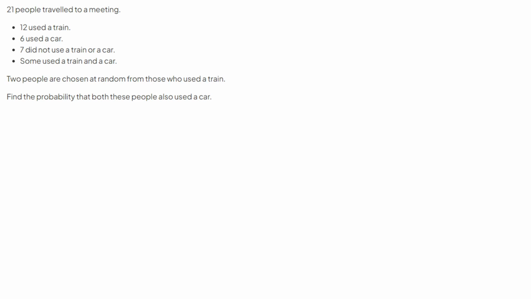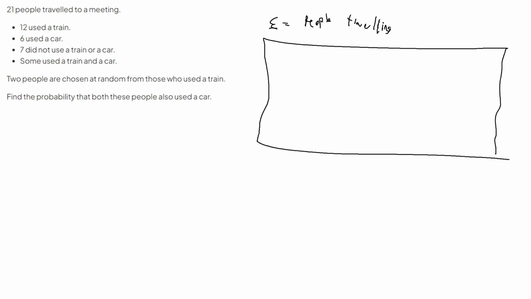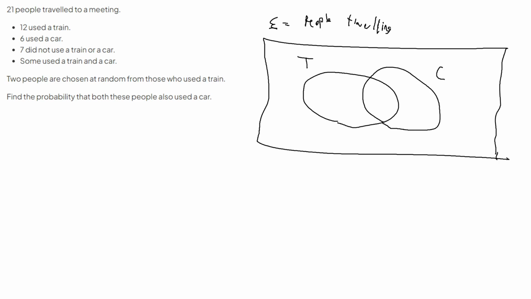Okay, so the first thing we need to do is to draw a Venn diagram. We've got a universal set, which represents people traveling. We can draw a box. And we've got one for train and one for car. Alright? We're told 12 people used a train, 6 people used a car, and 7 didn't use either. So let's put 7 on the outside. Okay.